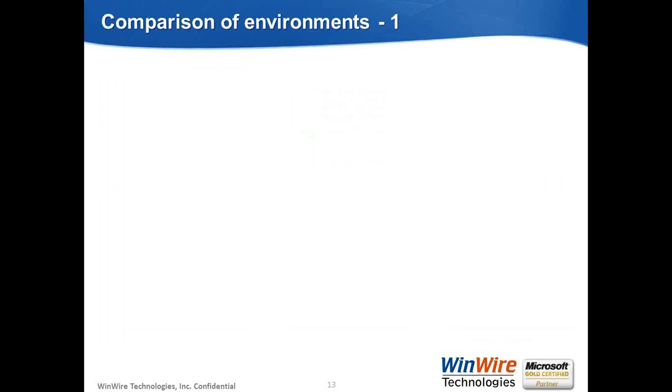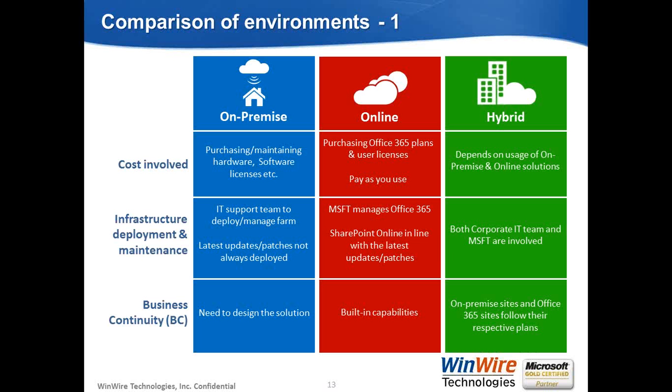So we'll start on trying to compare the different environments, that is the on-premise, online, and hybrid, and compare each parameter across these three. First, looking at the cost involved. If you look at the on-premise version, you will have the cost related to purchasing or maintaining the hardware, or you could look out for the software licenses. Hardware could be associated to your servers or your storage devices.